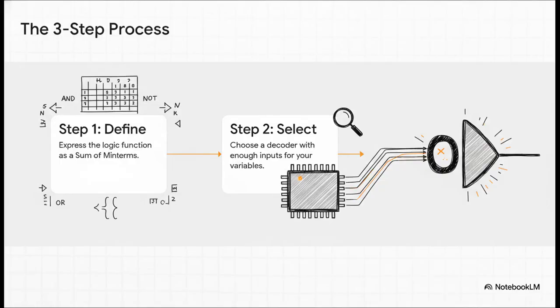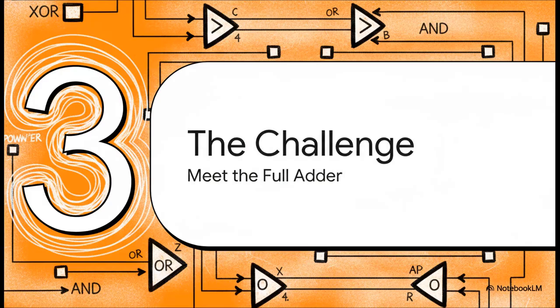And believe it or not, the process is dead simple. First, you just figure out your logic. You make a list of which minterms need to make your function true. Second, you grab a decoder that has enough input pins for all your variables. And third, you just take all the minterm output wires you need from the decoder and feed them into a simple OR gate. That's it. The OR gate's output will now perfectly follow the custom logic you designed. Okay, theory is great and all, but let's put this superpower to the test, right?